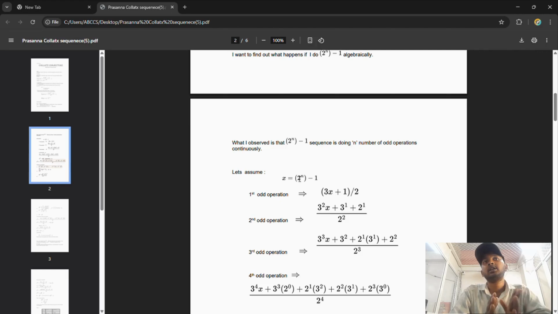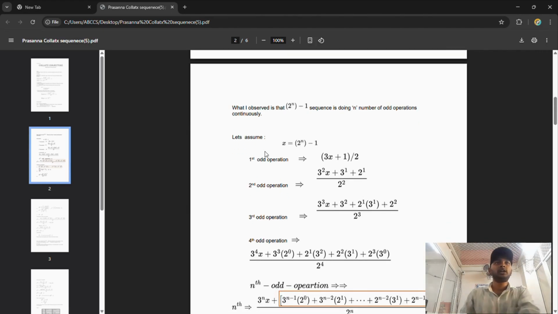I need a particular algebraic proof. So here is what I came up with. Let's assume x is equal to 2 to the power of n minus 1. For simplification, I could place 2 to the power of n minus 1 in all the places of x, but I put it as x. I'm assuming that x will continuously do n number of odd operations. The first odd operation will be like this: (3x plus 1) by 2. This is the first odd operation.